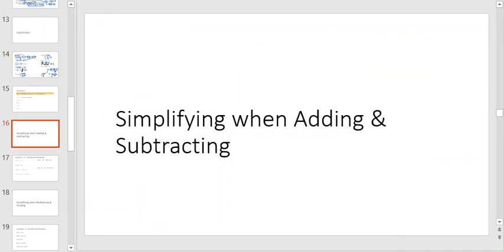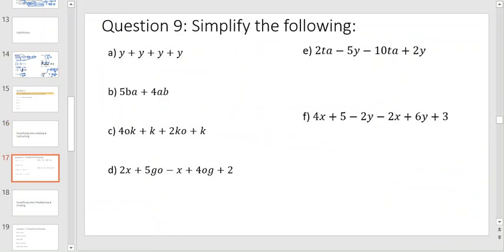Okay, our next section is simplifying when adding and subtracting. And we're looking at like terms. Okay, so we have practiced these many times. So please make sure you write the question down and have a go first. You can use highlighters, circle whatever you need to, different shapes. Just make sure you identify the like terms and whether they are positive or negative.